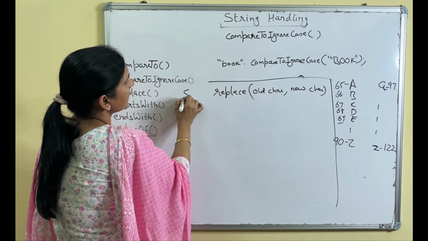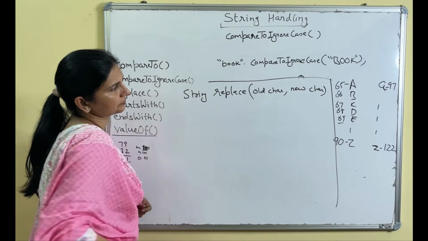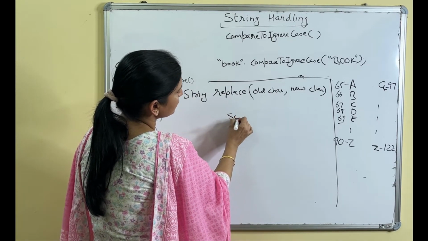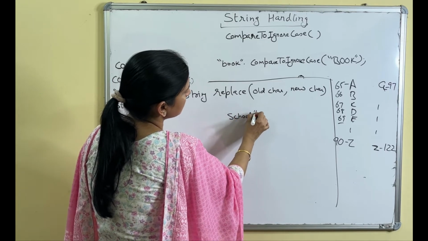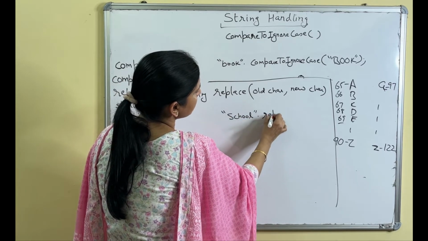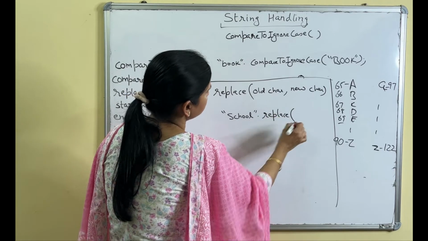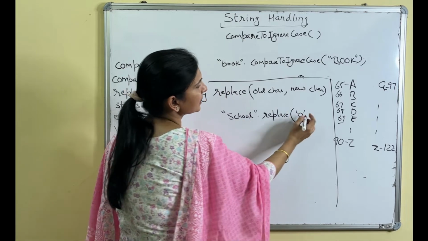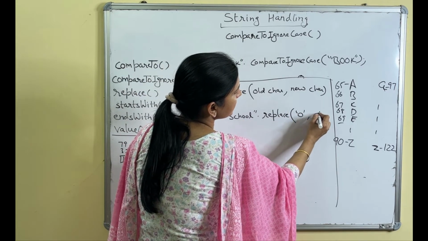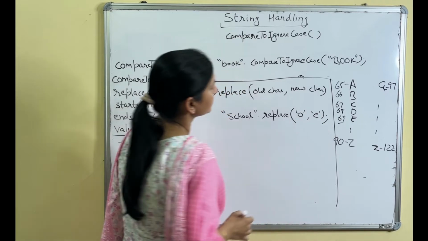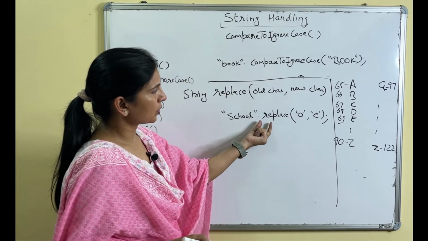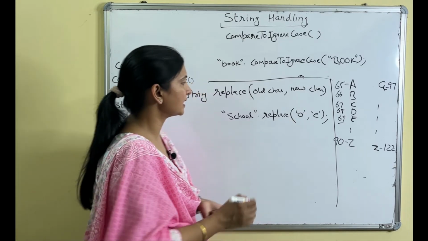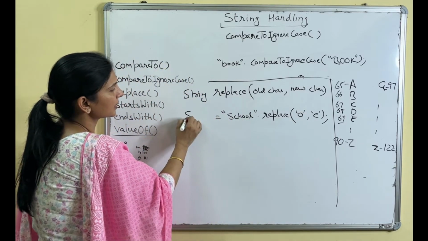And its return type will be string. For example, if I write, let it be school only, school.replace('O', 'E'), O, which is already there in the string, should be replaced with E. School is a string, dot replace O, which is present in the school, should be replaced with E. So it will return a string itself.